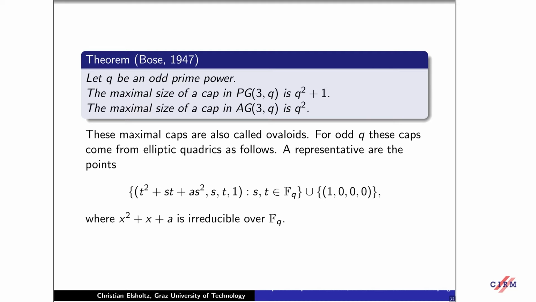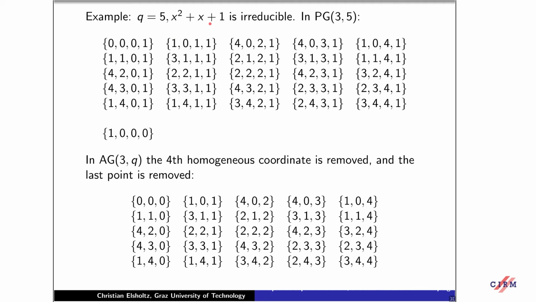To understand that myself, I constructed a simple example. You take this quadratic polynomial, which is irreducible, and then you work out, I did it with Mathematica, these 25 points. The last coordinate is always 1, and then you have 5 points with coordinate 3 here, and this coordinate is running 0, 1, 2, 3, 4 in all the cases, and this is the one that really has to be computed from this quadratic formula. And they have this last point at infinity, and if you now reduce to the affine case, you just remove the homogeneous coordinate 1 and this extra point, and you have your q squared many points.